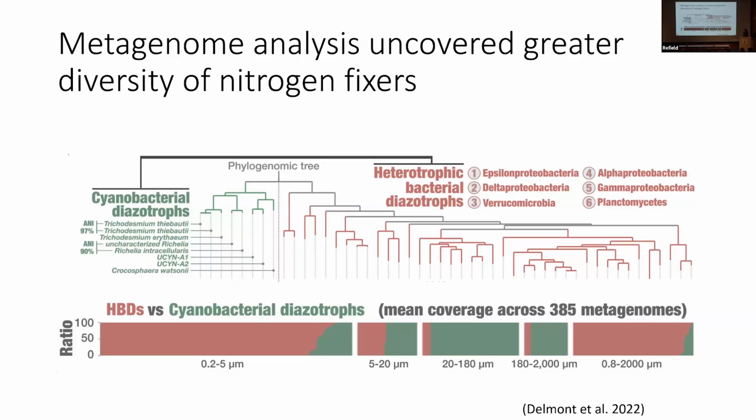And this is unexpected and exciting diversity that probably leads to more stability of this service that's provided to the ecosystem than we might have previously expected. And there's some cool stuff here showing that the heterotrophic bacterial diazotrophs actually are more abundant, at least in MAGs, than cyanobacterial diazotrophs in a lot of the size fractions from the Tara Oceans data set.